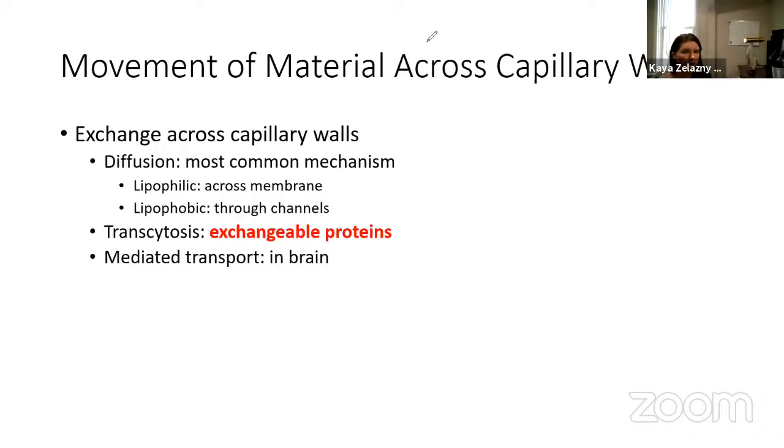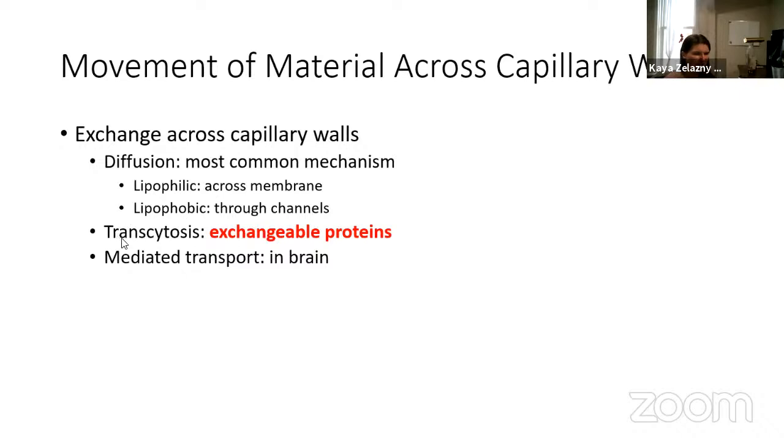Bigger things are going to need other mechanisms of crossing out of the blood into the tissues. The main one we want to think about is something called transcytosis. This is going to happen to molecules we call exchangeable proteins, ones that we can exchange between the blood and the tissue.